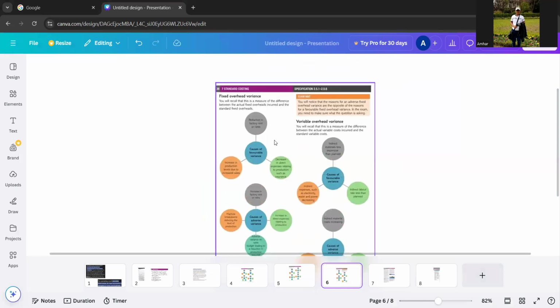Now look at this fixed overhead variance. You will recall that this is a measure of the difference between the actual fixed overhead incurred and the standard fixed overhead. So actual fixed overhead minus standard fixed overhead. So when there's a favorable variance for fixed overhead, what is the reason? First thing is reduction in factory rent or rates. When the factory rent is reduced, and the rates also are reduced, that will cause a favorable variance.